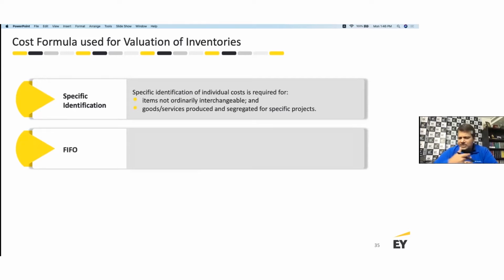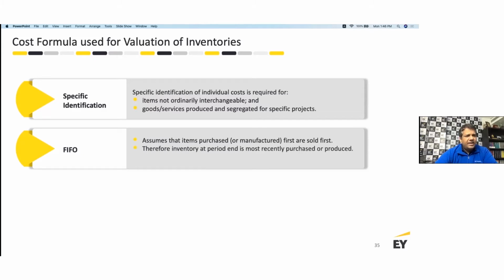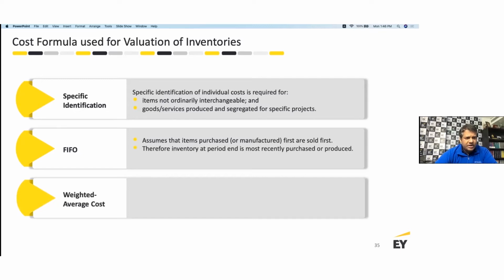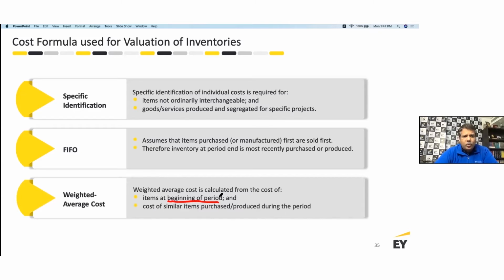FIFO, when there are a large number of inbounds and outbounds happening, assumes that items purchased first are sold first. Therefore, inventory at period end is the most recently purchased or produced. Similarly, weighted average cost looks at the computation of cost of items at the beginning of the period and the cost of similar items purchased or produced during the period. So these are three different ways of looking at inventory valuation: specific identification, FIFO, or weighted average cost.